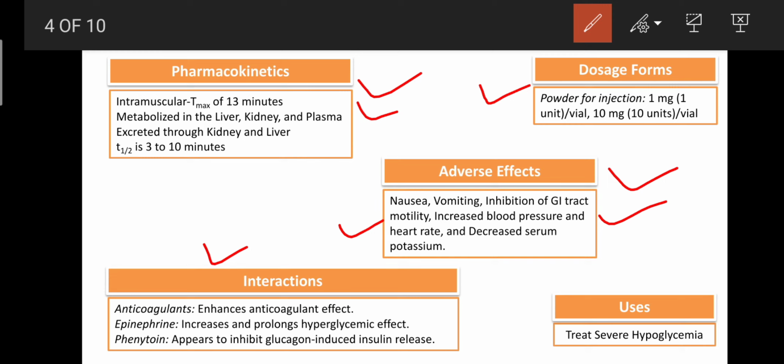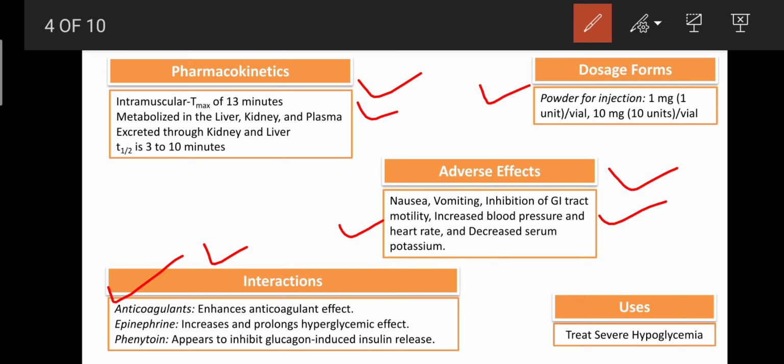Regarding interactions, the glucagon interacts with the anticoagulants. So when you are using glucagon along with anticoagulants, the anticoagulant effect of the anticoagulant drug can be increased. That's why glucagon should be avoided along with warfarin, heparin, coumarin derivatives, as well as aspirin, because these are all used as anticoagulants. They are helpful for treatment of atherosclerosis, or for removing clotting in the heart or blood vessels of the heart, as well as normal blood vessels.